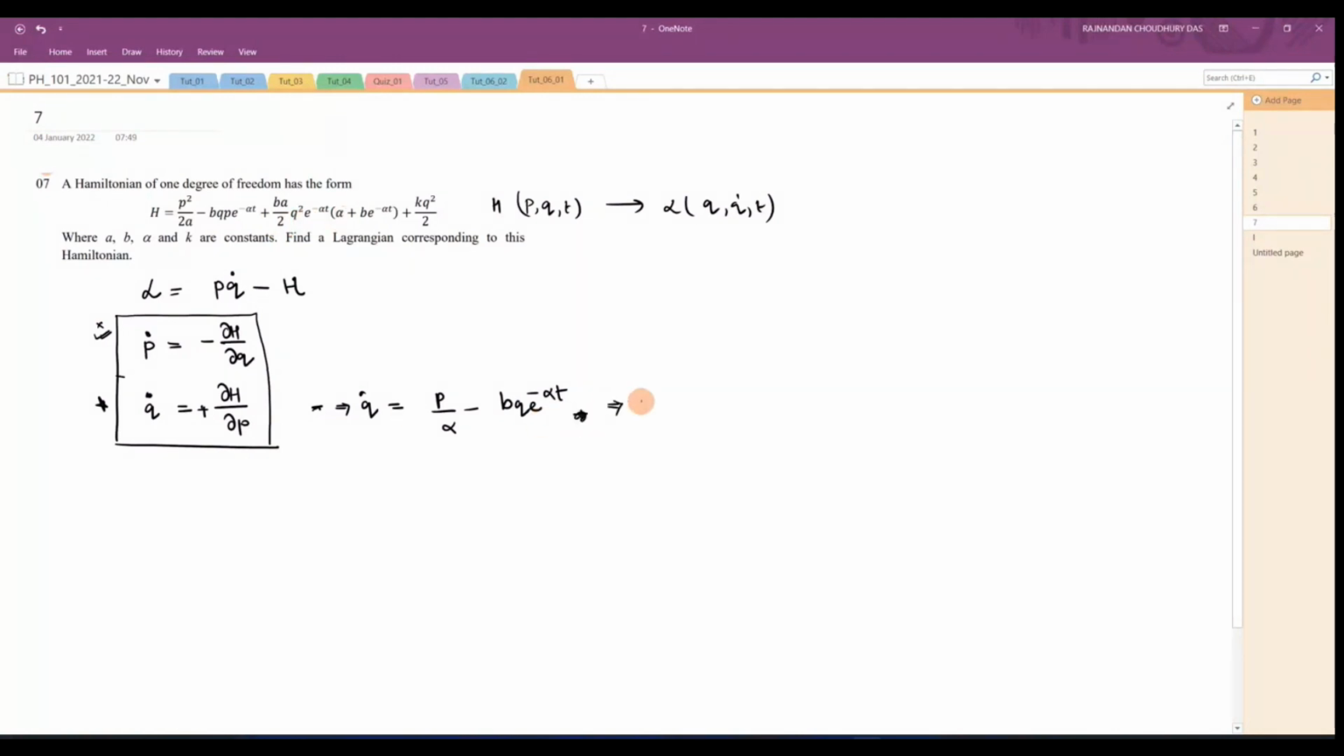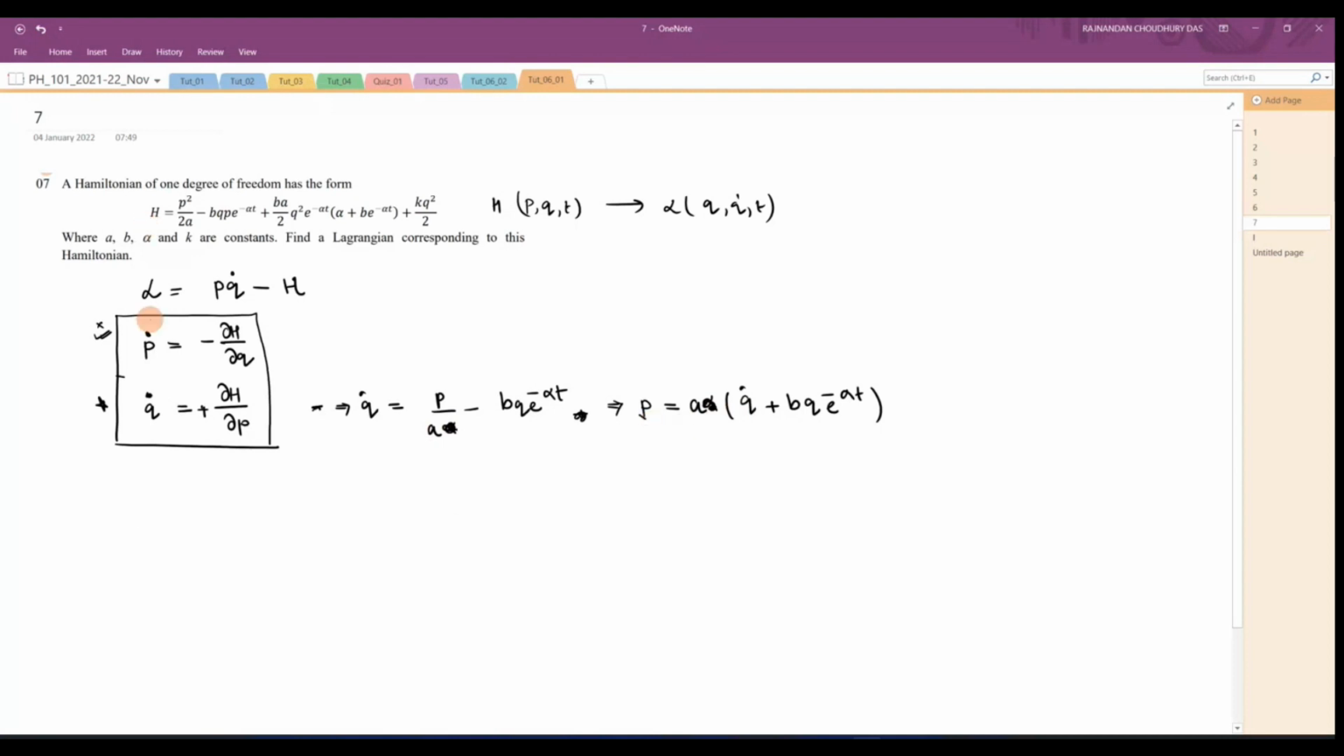So from here, we can simply write p to be equal to alpha times q dot plus b q e to the power minus alpha t. Is this equation clear? We have in place of alpha, P upon A. Okay, sorry, yes, it is A. So we got our p.